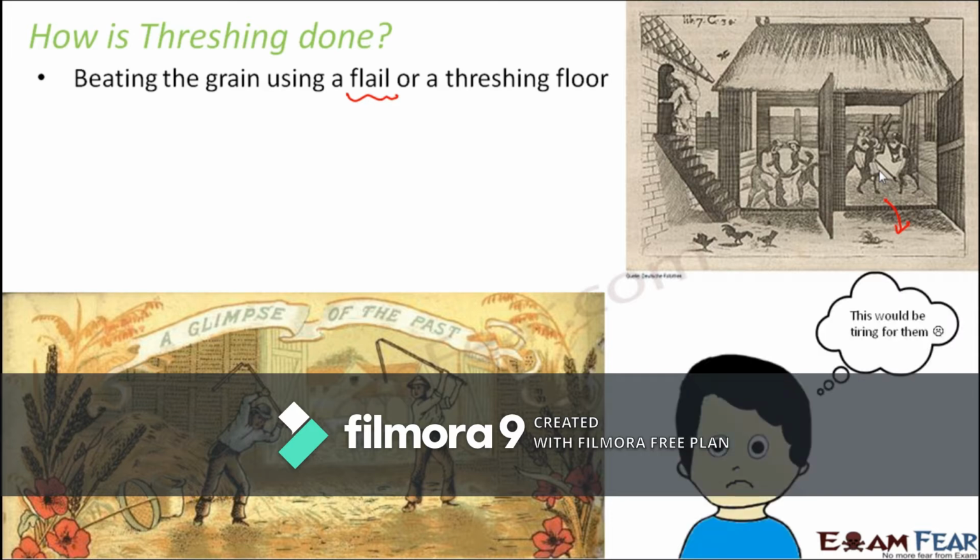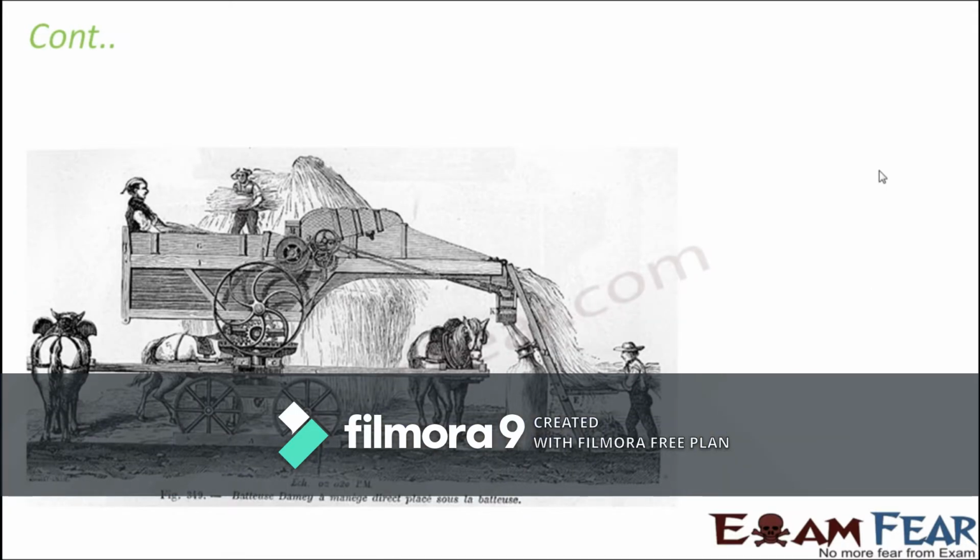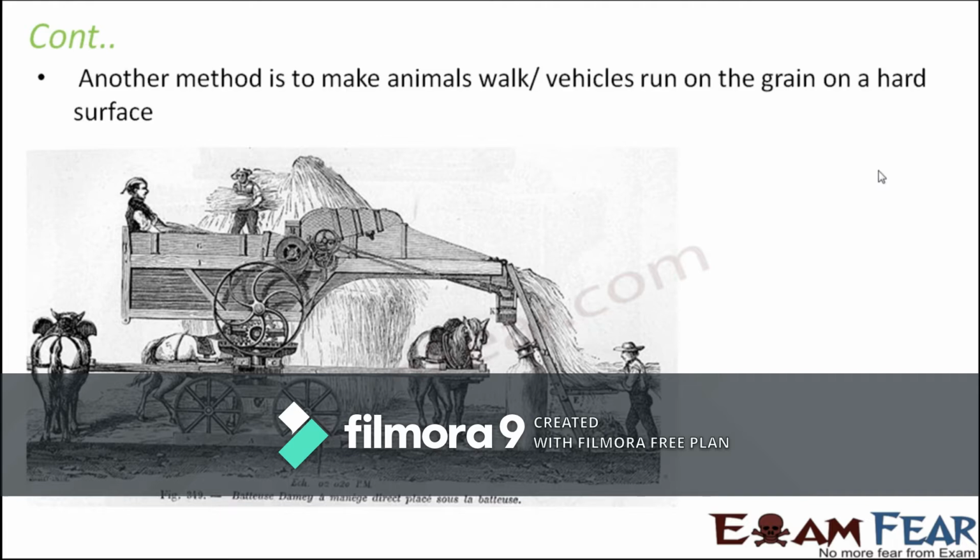Now, when you look at this entire process, you see it is all manual, all human effort. You might be thinking that this must be a very tiring process, because holding that stick in hand and continuously beating on the floor is definitely a tedious and time consuming task as well. Sometimes threshing is also done with the help of animals, but again that is tiring for animals as well. In this method, animals are made to walk on the grain on a hard surface. Basically a threshing floor is created where you have the grains and the stalks, and then the animals are asked to walk over them. That way it is equivalent to beating.